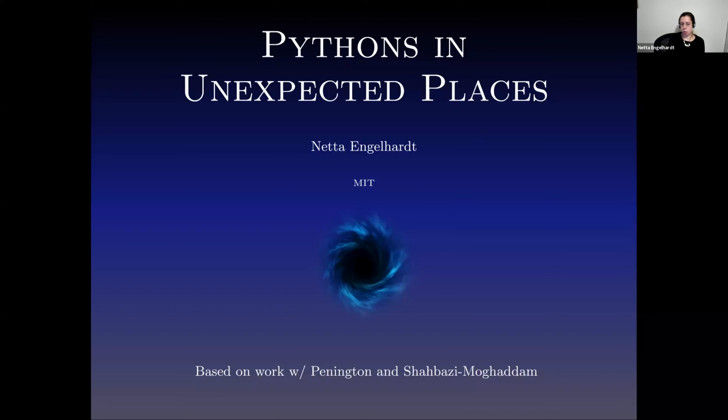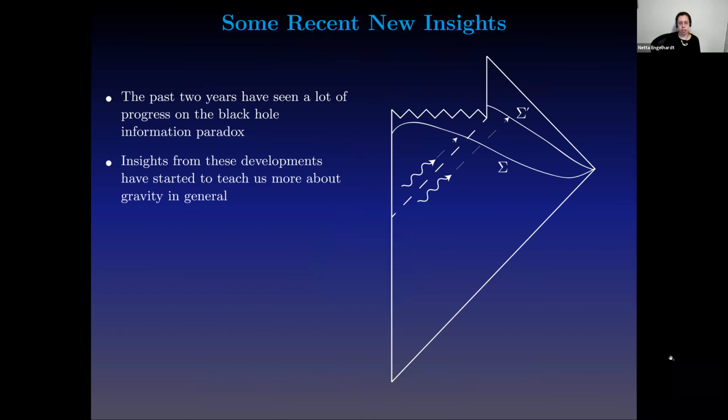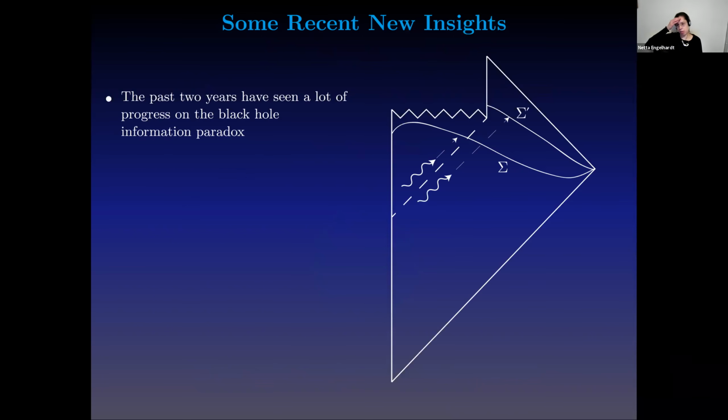This is based on work with Geoff Penington and Arvin Shahbazi-Moghaddam. These are 2 papers that we wrote a few months ago. And depending on how things go, I may or may not say a few words about some current ongoing work. Okay, so I'll begin with the sort of overview that I feel like we are obligated to give nowadays, which is a very brief overview of the recent-ish developments on the black hole information problem.